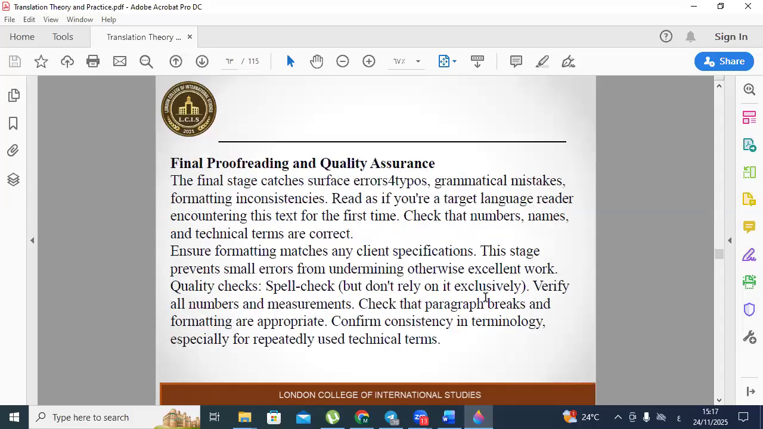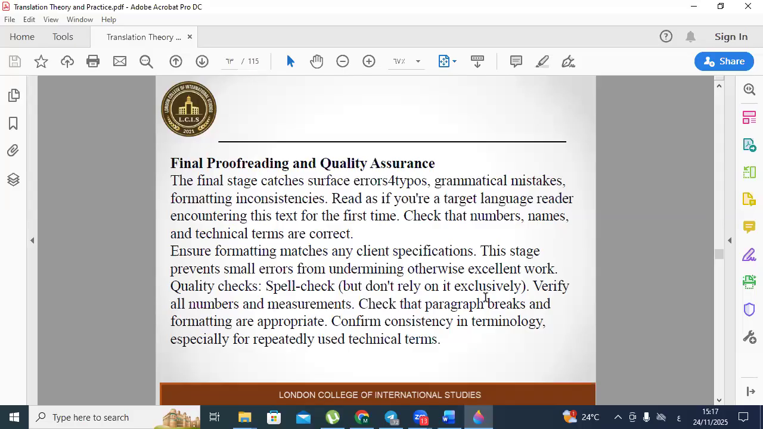Final proofreading and quality assurance. The final stage catches surface errors: grammatical mistakes, formatting inconsistencies. Read as if you're a target language reader encountering this text for the first time, checking that numbers, names, and technical terms are correct. Ensure formatting matches any client specifications. This stage prevents small errors from undermining otherwise excellent work.